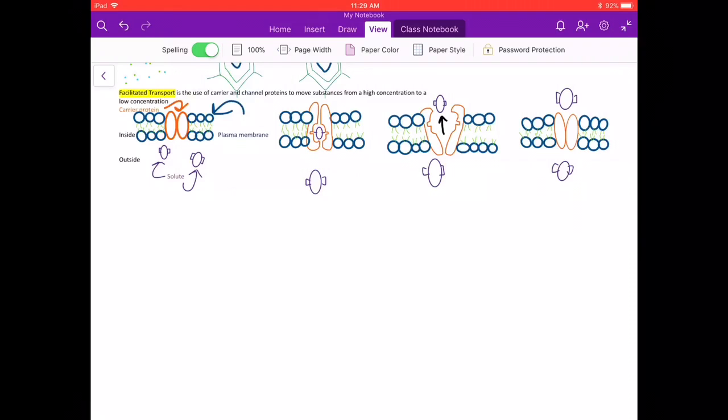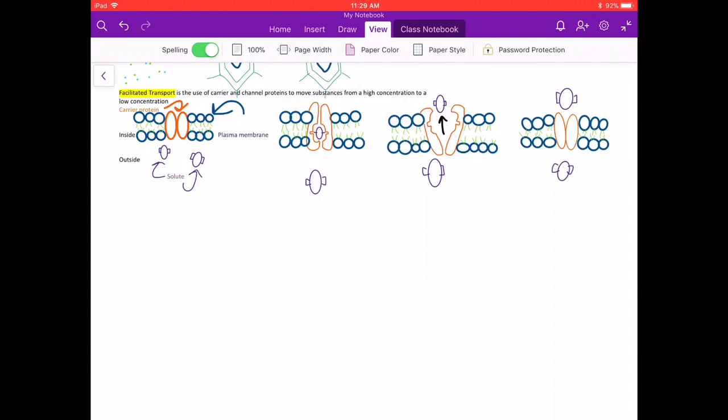The third type is facilitated transport. Diffusion and osmosis occur across a membrane without the use of carrier proteins or other mechanisms. However, facilitated transport is a method of passive transport using a carrier or a channel protein. Here we have a diagram showing the transportation of solute across the plasma membrane using a carrier protein. The carrier protein changes shape in order to allow the solute to pass through the membrane. And that's all for passive transport.